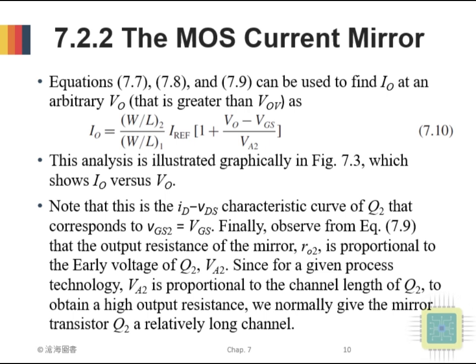Finally, observe from equation 7.9 that the output resistance of the mirror R_O2 is proportional to the Early voltage of Q2, V_A2. Since for a given process technology V_A2 is proportional to the channel length of Q2, to obtain a high output resistance, we normally give the mirror transistor Q2 a relatively long channel.